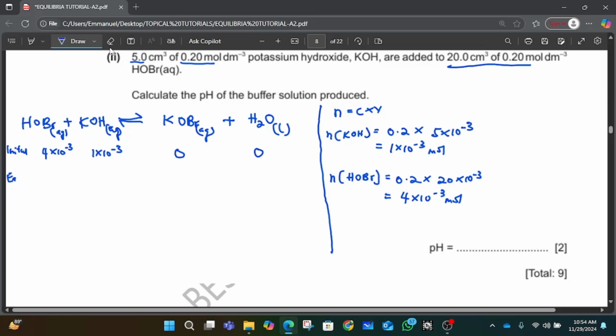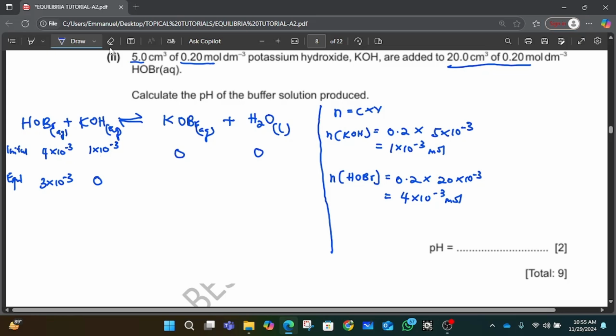But at equilibrium, the amount of the acid and the base will react to give product. And so we can see that since this one has a small amount, it is the limiting reactant. And so it will totally be consumed in this reaction. So by the time this reaction ends, the amount of this will be 0. But this will still have some amount left. So if you subtract the 1 times 10 power minus 3 from 4 times 10 power minus 3, we get 3 times 10 power minus 3 mole left at the end of the reaction.